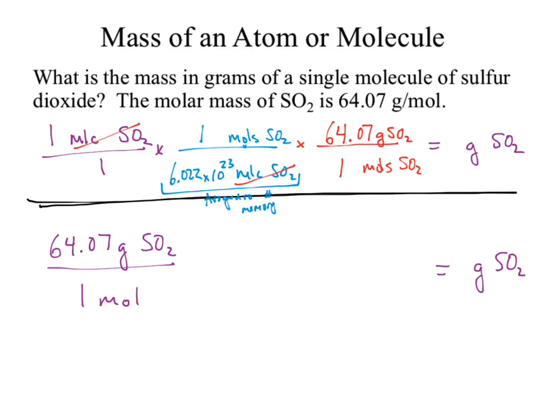How do I know the 64.07 goes in the numerator? What is the 64.07 closest to in the given information? Grams. Where is grams written in my conversion factor? In the numerator, which means 64.07 goes right next to the grams. What happens to my units? The moles of sulfur dioxide cancel, and what are we left with?